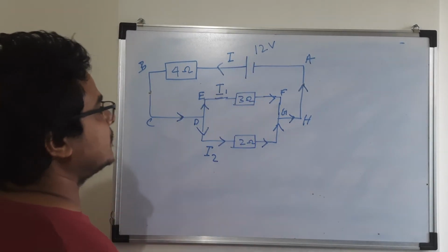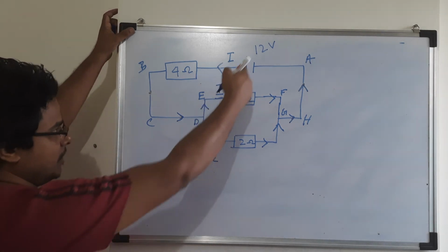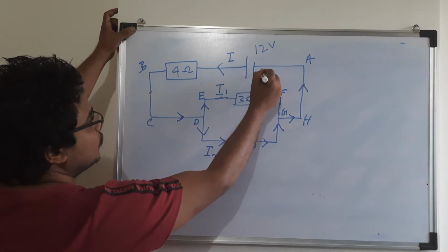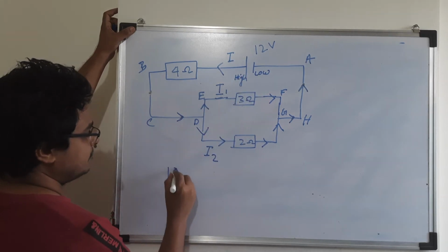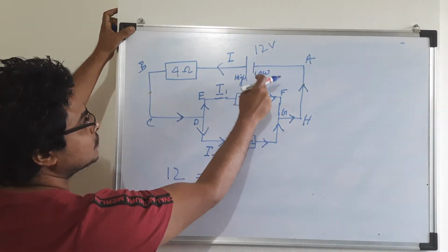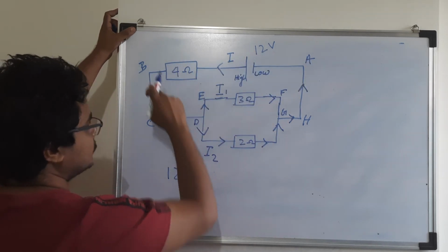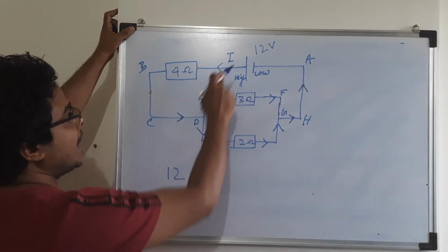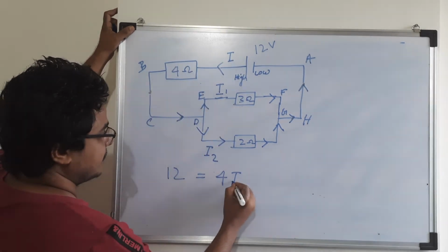Okay, let us write KVL for that. In this loop you are moving from low to high potential, so let us take this to be 12. I considered low to high as positive, and my assumed path is A to B, so same, I took positive. I amount of current passing through 4, so I will write this to be 4 times I.